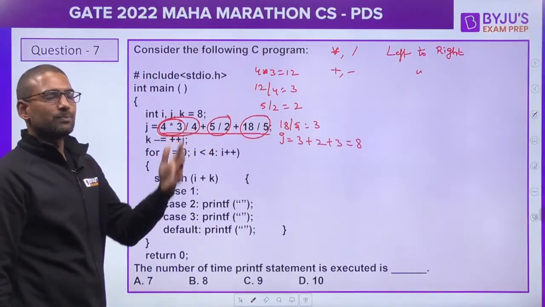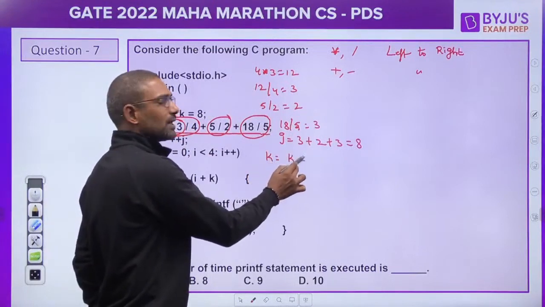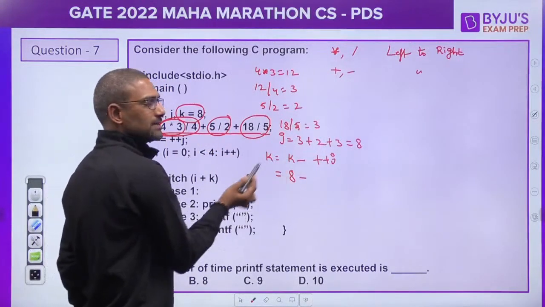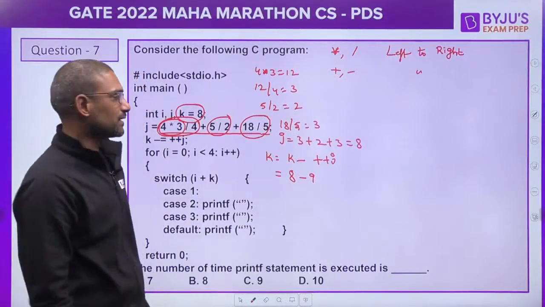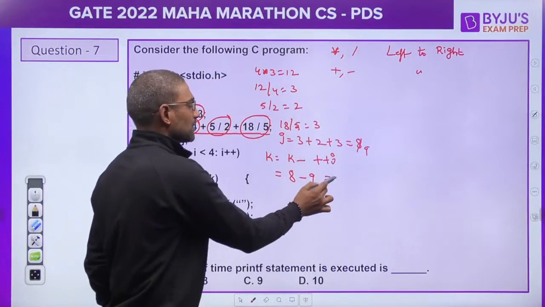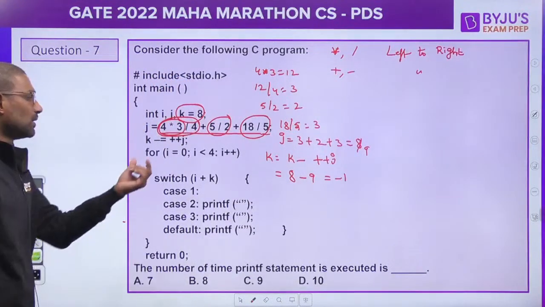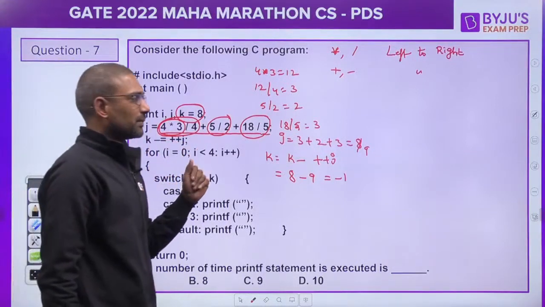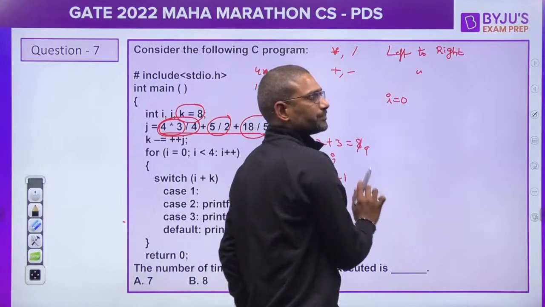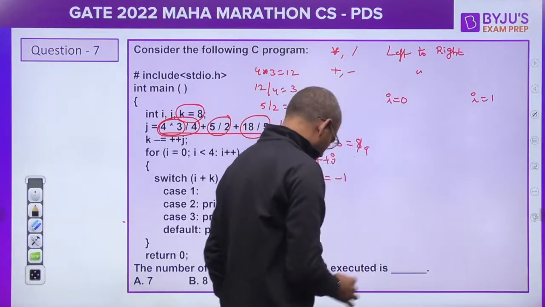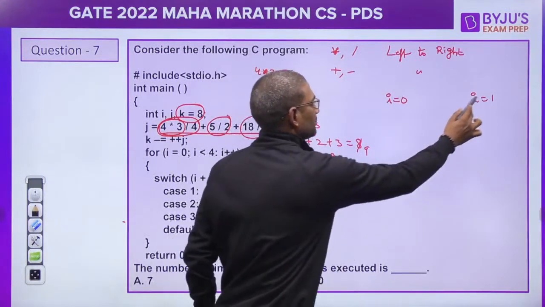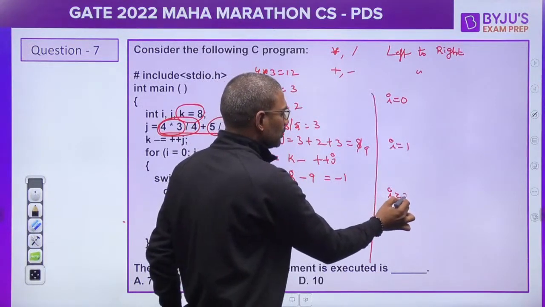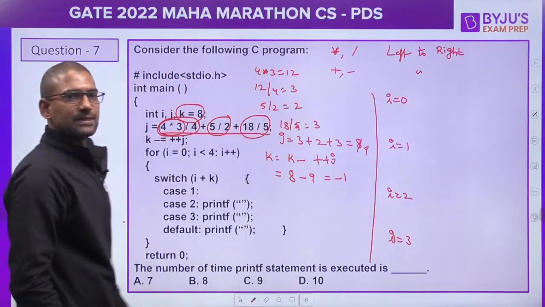Now k minus equal to plus plus j, that is k is equal to k minus plus plus j. What is k? 8 minus plus plus j means j gets incremented to 9. So this is minus 1. So what is k? Minus 1. Now we have a for loop in which we have switch. So for I from 0 till 4, when I equals 0, when I equals 1, or let me write here, when I is equal to 2, when I equals to 3. 4 times it gets executed.